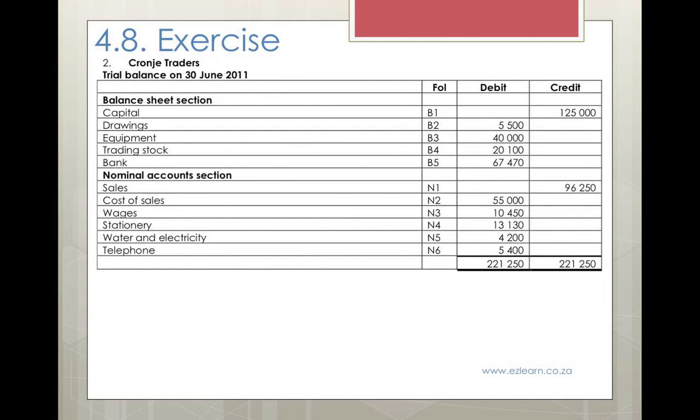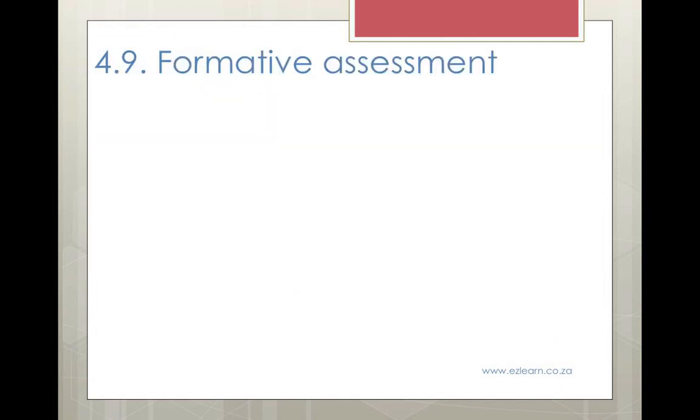double entry principle. You can now work on exercise 4.9, which is a formative assessment. Notice that there is a time allocation given of 40 minutes. Try to stick within this time, as it will give you a good indication of whether you would be ready or not to write a test on this section. If you're not ready, go back and do some more revision.